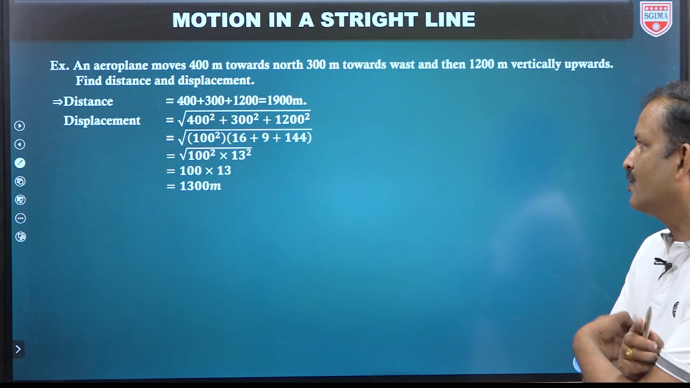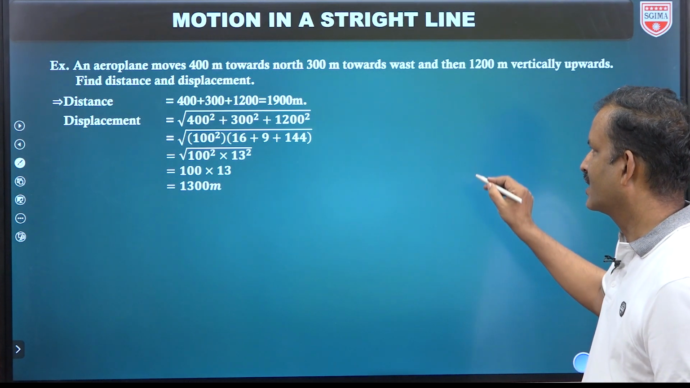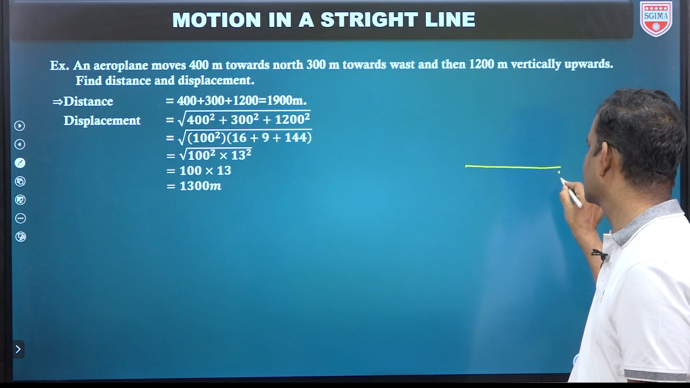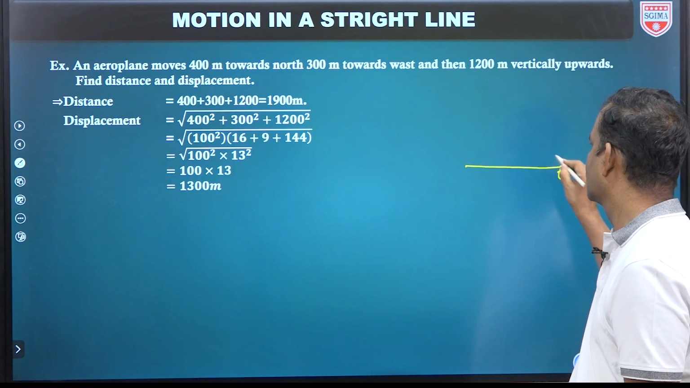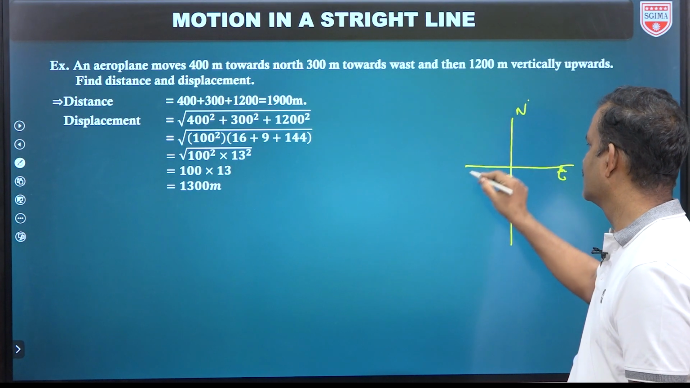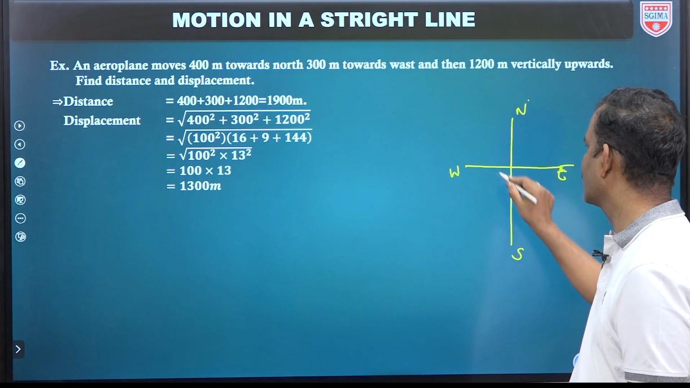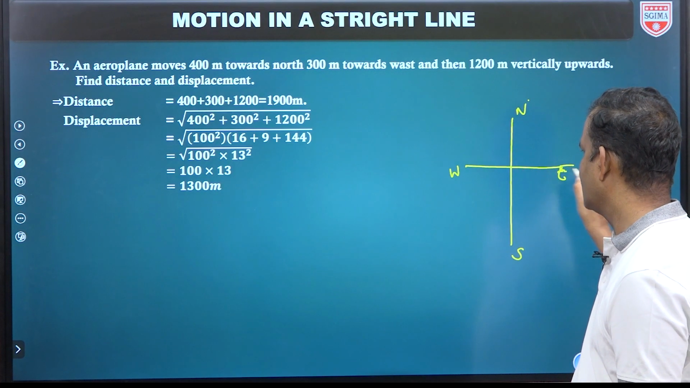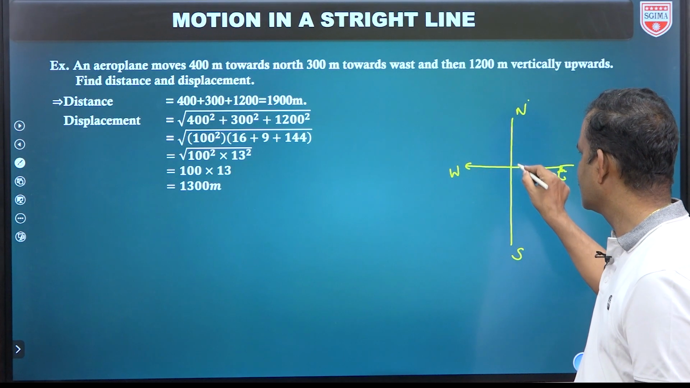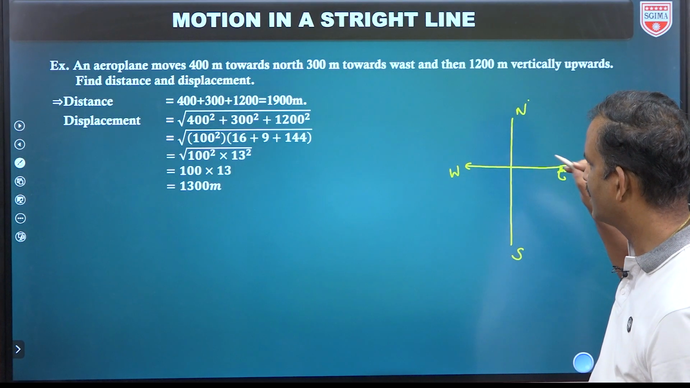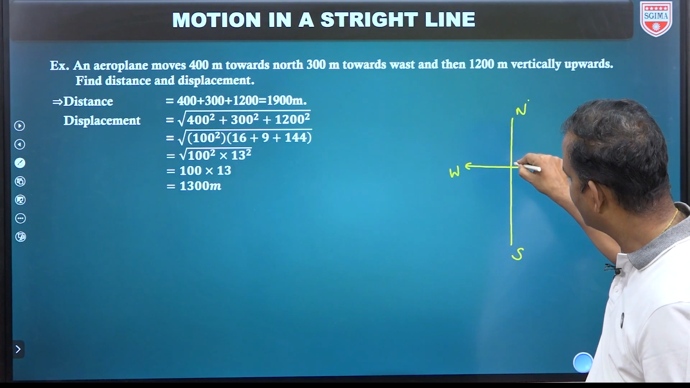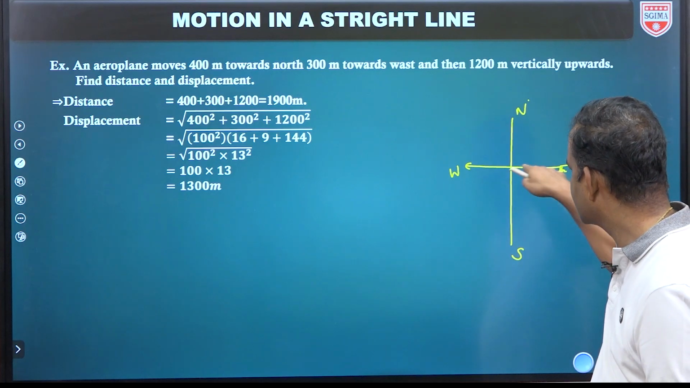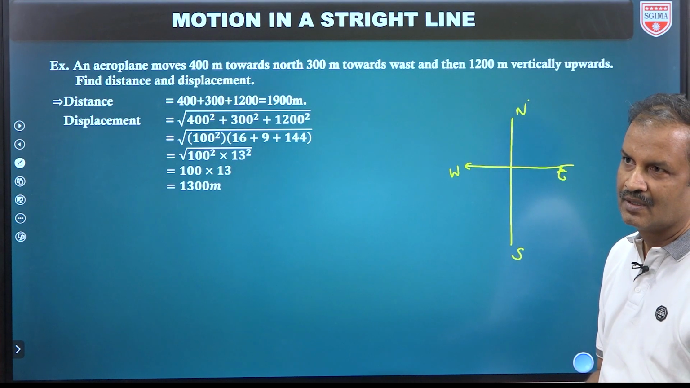Now, suppose an aeroplane moves 400 meters. Let us take this is the map, this is the east, this is the north, this is west, this is south. You have to imagine the India map. You can observe that easily. This is vertically upward, this is vertically inward. If you go inside, that is inward, that is north.